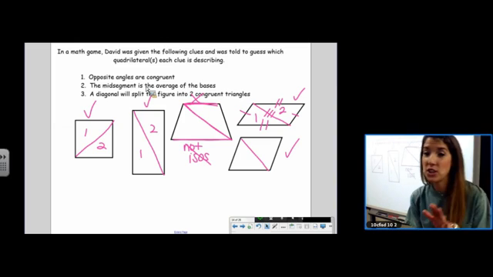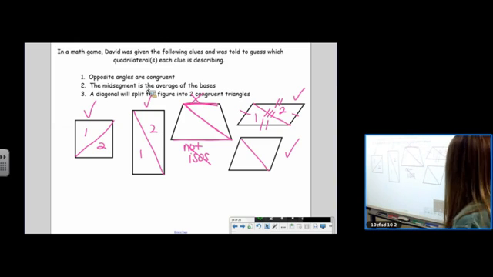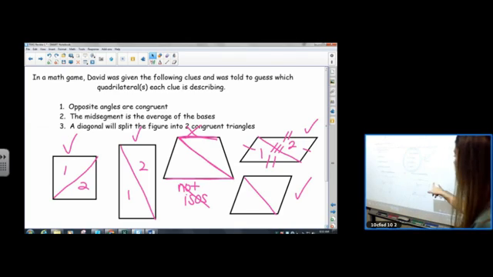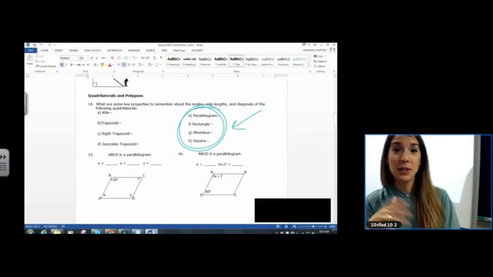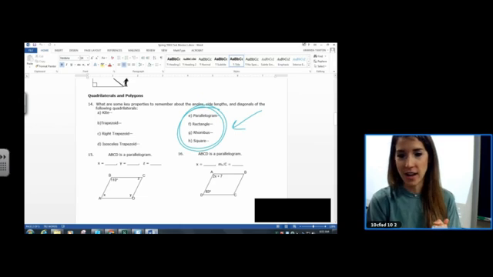Okay, I want you to finish off your review. I want you to do these quadrilateral problems, 15 and 16, but then I want you to go back and do any problems that you have not done yet.